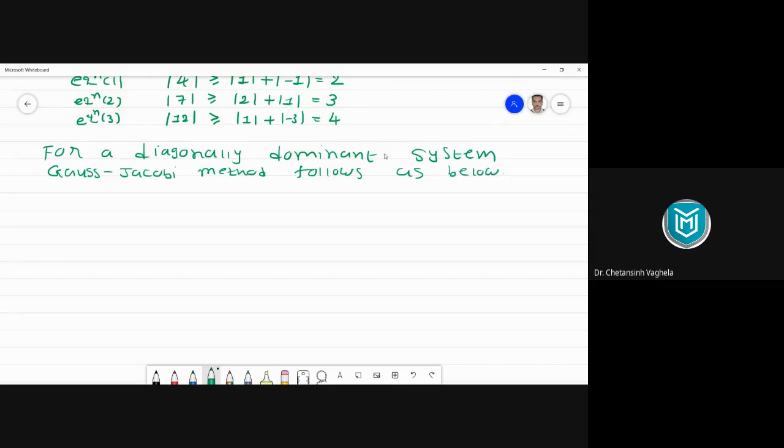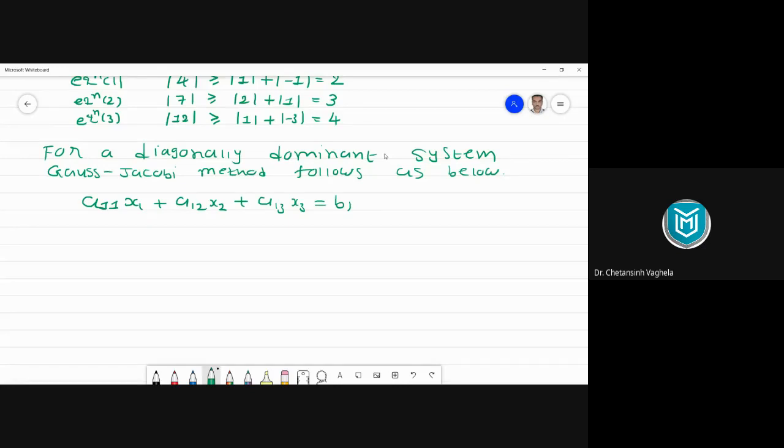Right. Now let me explain the method by using three general equations. Let me take three equations here. A11 x1 plus A12 x2 plus A13 x3 is equal to B1. Right? It's not necessary that you should have only three equations and three unknowns.